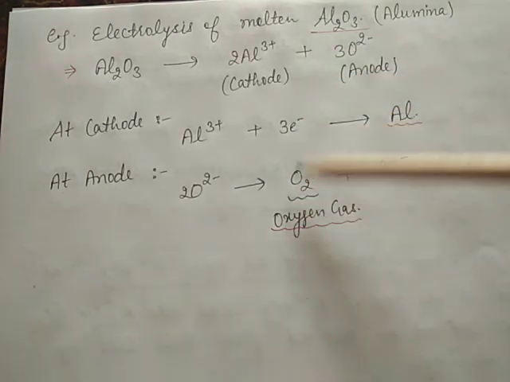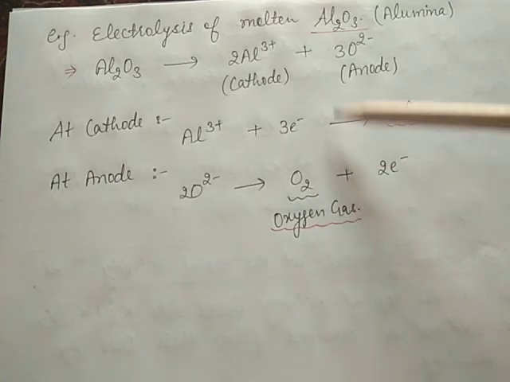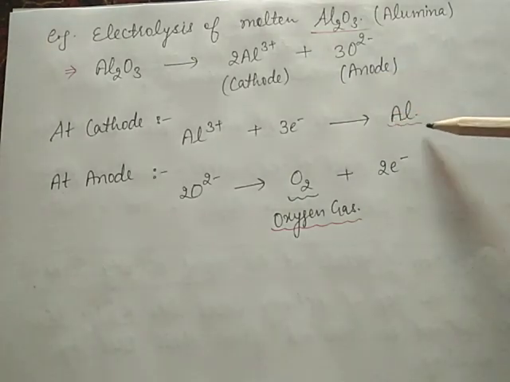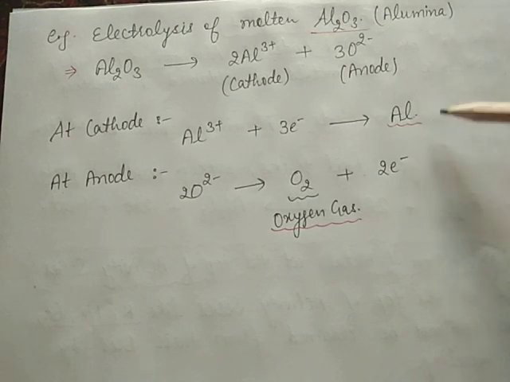So anode and cathode reactions, these are important. After passing the electric current, oxidation and reduction take place simultaneously. So all these are redox reactions.